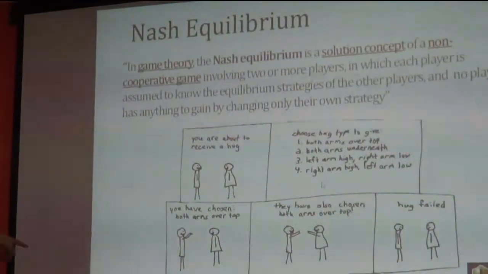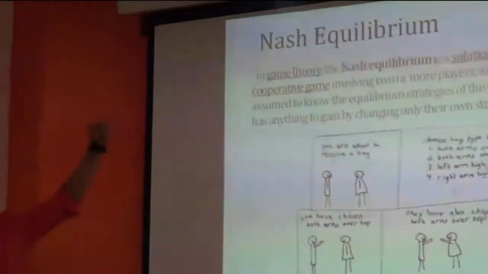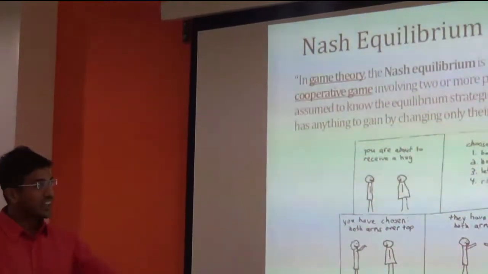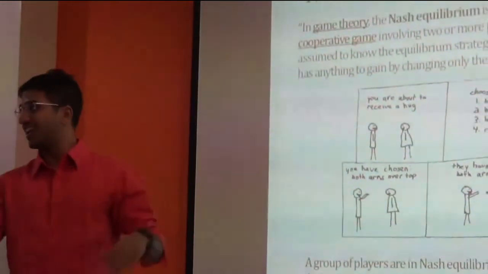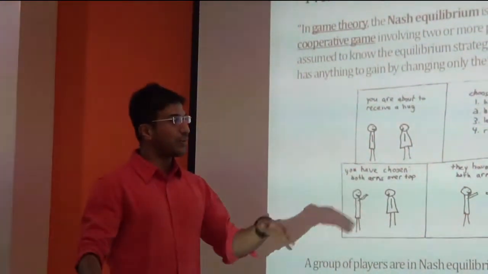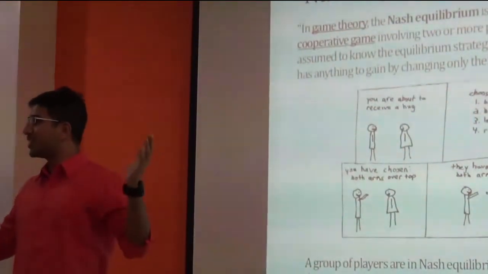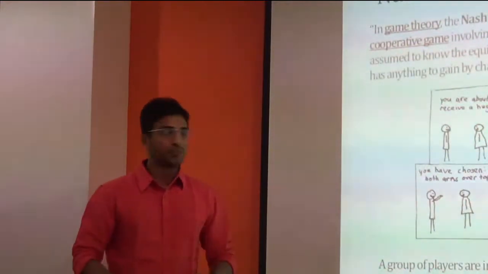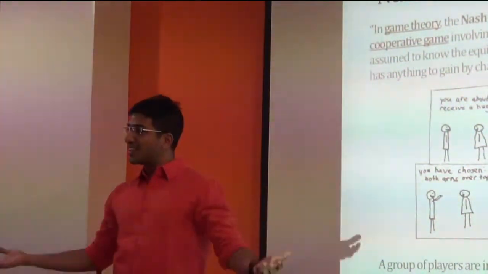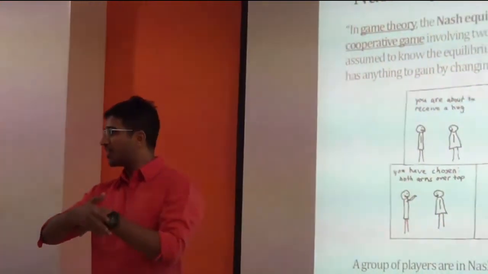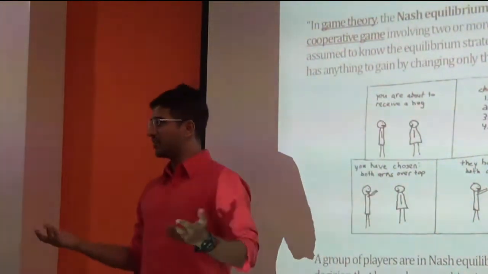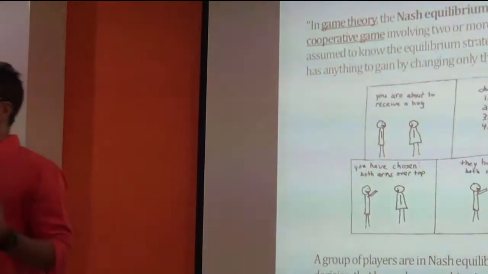I really love this thing which says, you can just read it, you're about to receive a hug. So both arms over the top, both arms underneath, left arm high and right arm low, and then right arm high and left arm low. These are the various possibilities of how I can possibly hug a person. If one person chooses both arms over the top, the other person has to choose the other way around. But if that does not happen, the hug is not going to happen. Hug failed, right? So that's exactly a cooperative game.